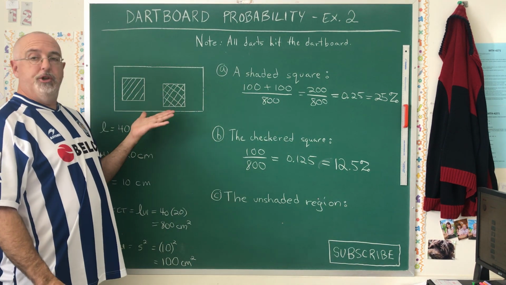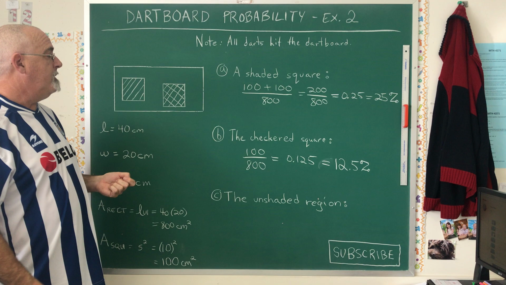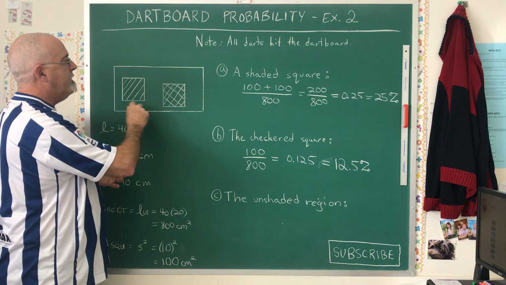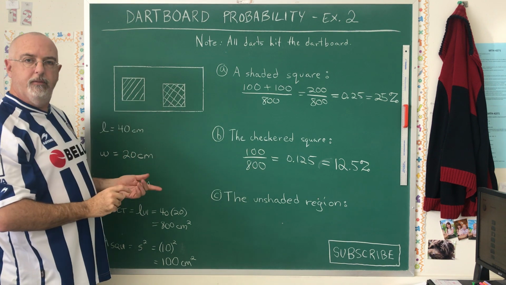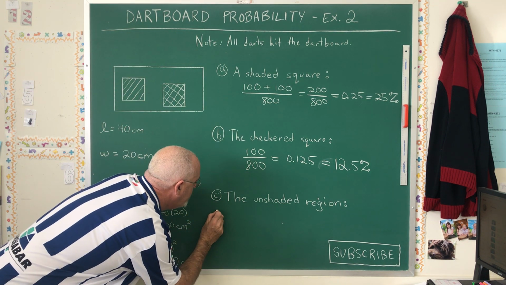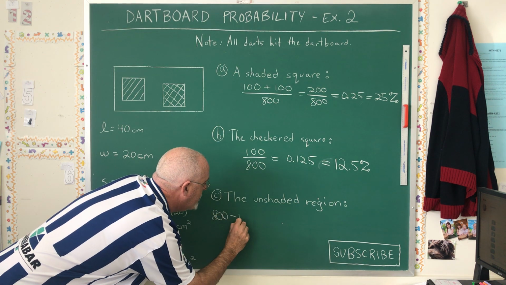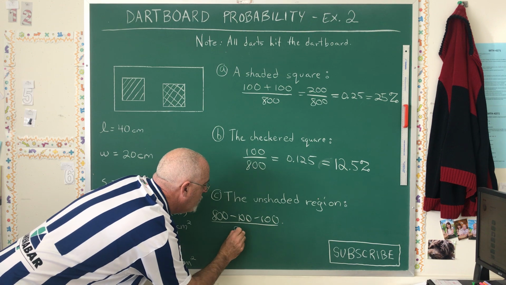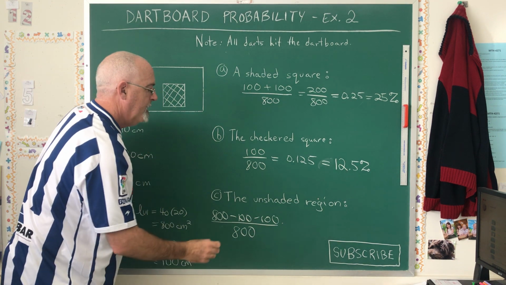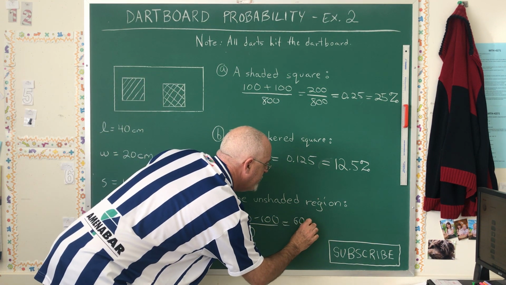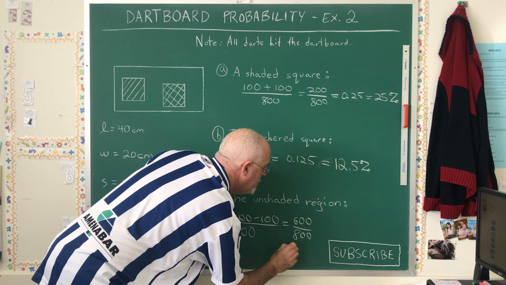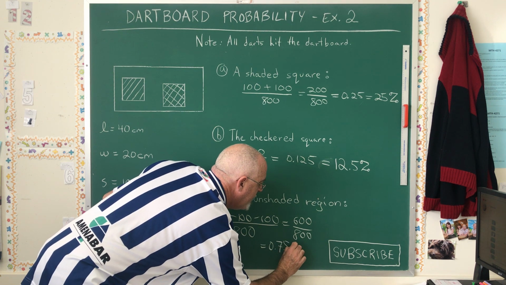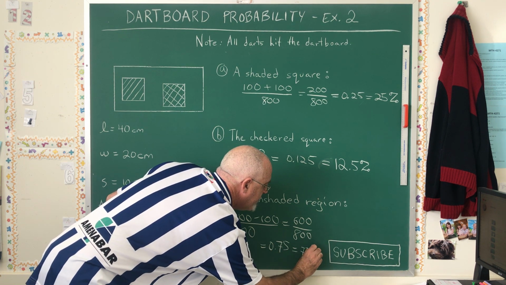The unshaded region, there are two ways of doing this. We can say the area of the unshaded region is the area of the entire rectangle minus the areas of the two squares. So that is 800 minus 100 minus another 100 over the total, which is still the 800. We get 600 over 800, which is 0.75, which is 75%.